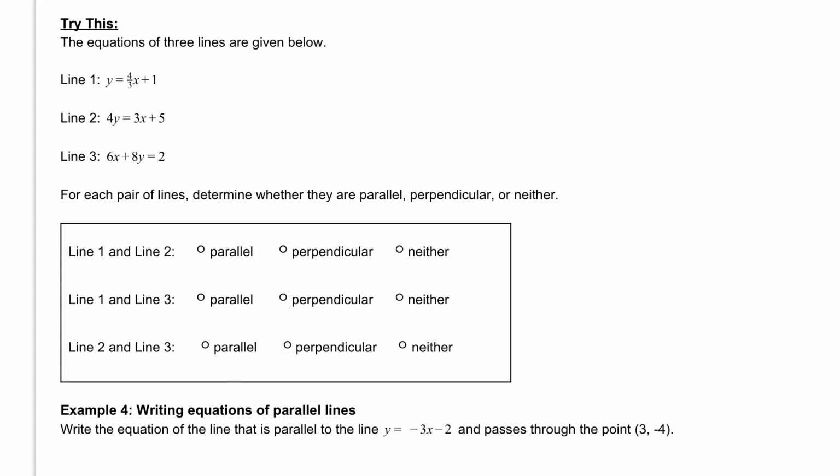If you did this one correctly, you should get line 1 and 2 to be neither. Line 1 and 3 were perpendicular. Line 2 and 3 were neither. And just in case you wanted to check your solving for y, line 1 was already in slope-intercept form. Line 2, if you solved for y correctly, you should have gotten y equals 3 over 4x plus 5 over 4. And line 3, once you solved for it, was y equals 1 over 4 minus 3 over 4 times x. If you have questions on any of these, please let me know.